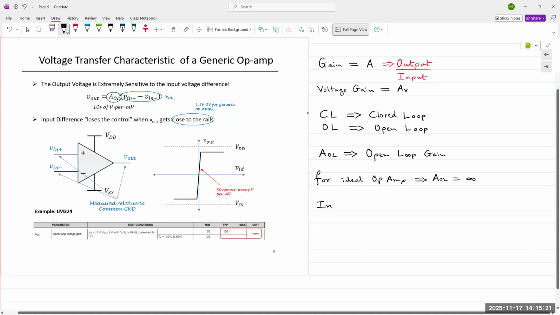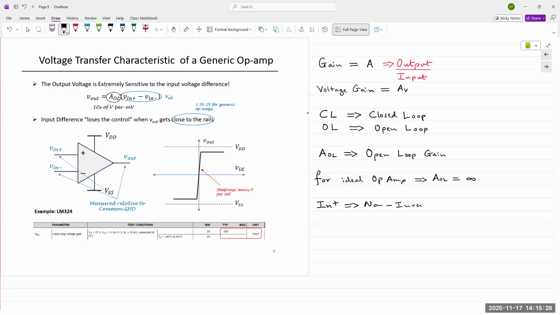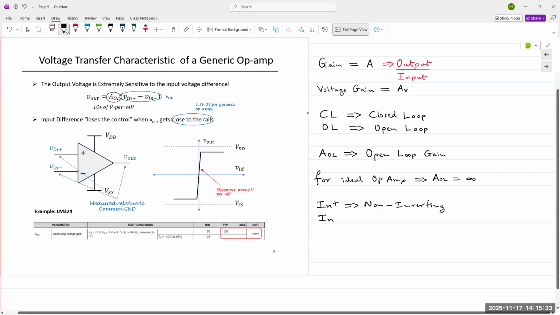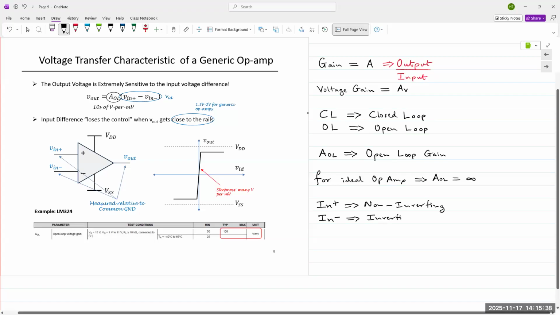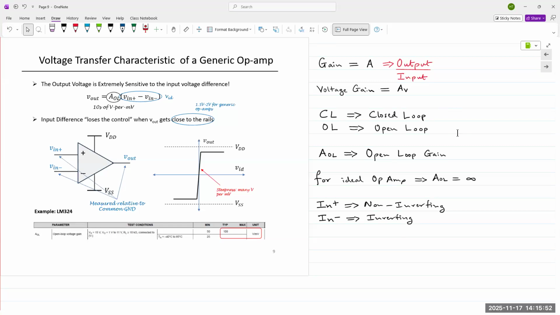Other terms, in plus is referred to as the non-inverting terminal. In minus is referred to as the inverting terminal. Okay. So to make sure all these acronyms and terms. All right.